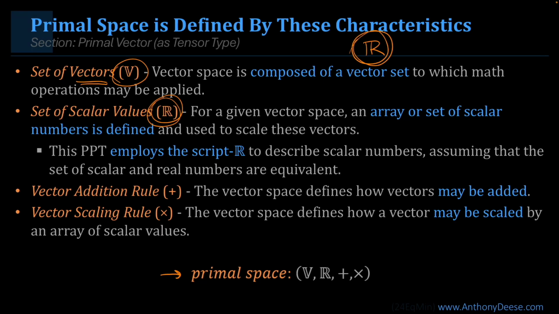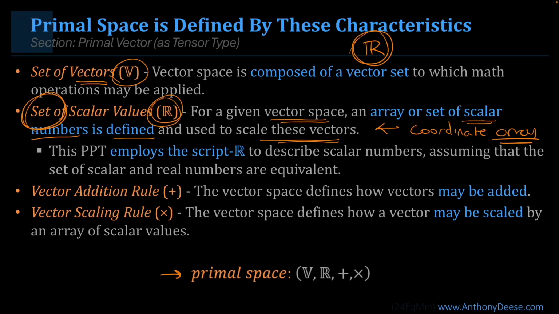So for a given vector space, an array or set of scalar numbers is defined and used to scale those vectors. This is essentially our coordinate array. Now, we can scale it using other numbers, right? For certain types of basis transformations, we can also use scalars. So this bullet right here is not limited to just the product of the basis set and the coefficients.